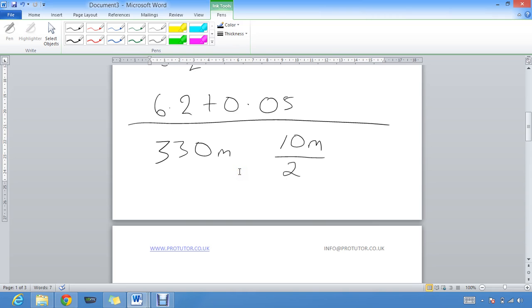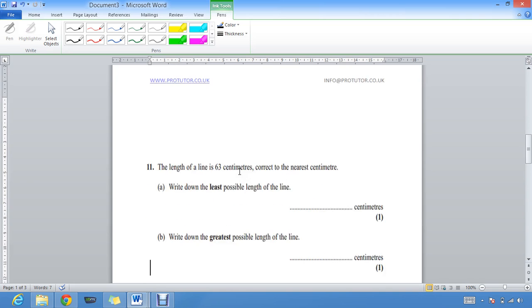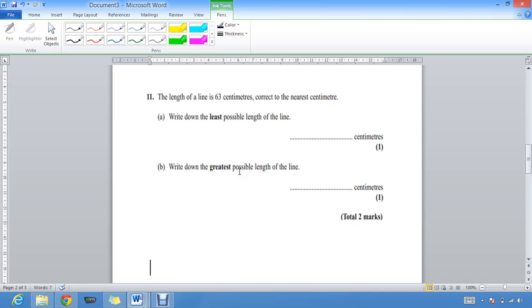So to the nearest centimeter you divide by 2, so you got 0.5 down or 0.5 up. To the nearest 0.1 you divide by 2, so it's 0.05 down or 0.05 up, and 10 meters you divide by 2, so it's 5 meters down or 5 meters up. So let's have a look at an exam question. Okay, so these are the more easier ones.